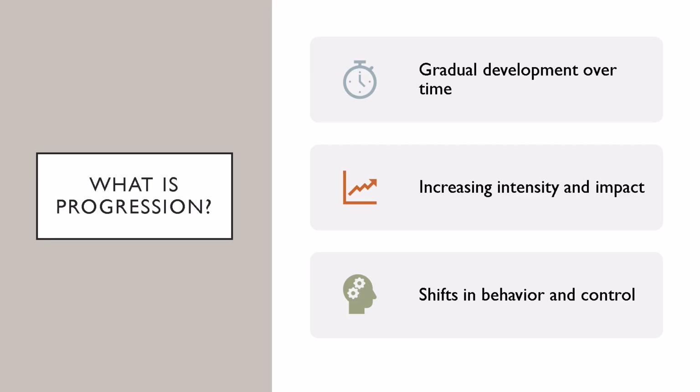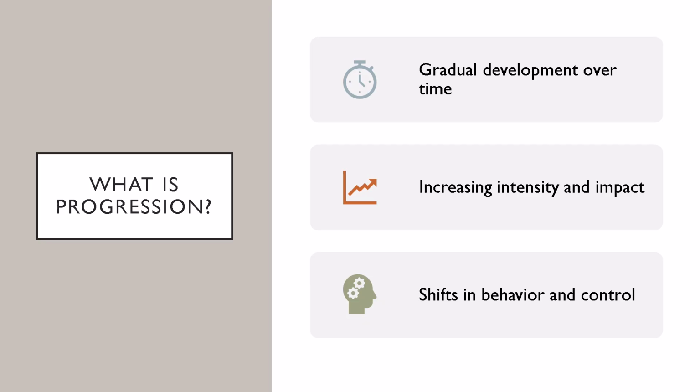So progression refers to the gradual development of substance use over time. And this is where the frequency and the intensity and the impact of use increase. And this increase doesn't always happen in a straight line. It can happen in cycles, where maybe the person has periods of improvement followed by some setbacks, but overall the pattern tends to move toward greater severity if they leave it unaddressed.